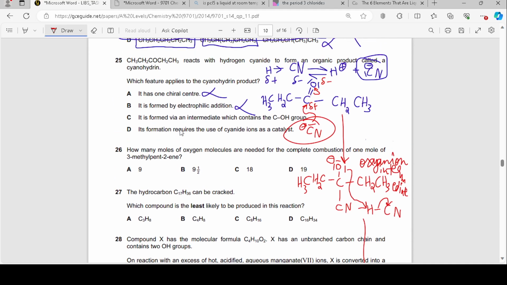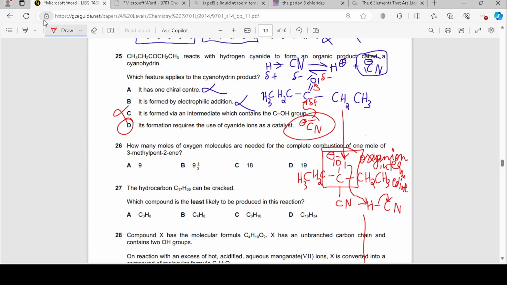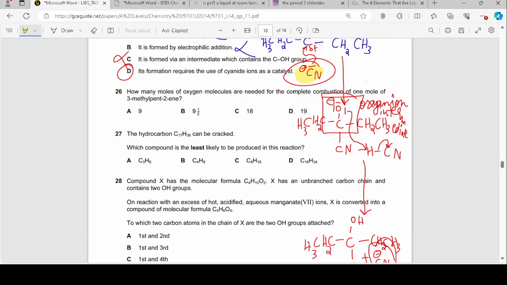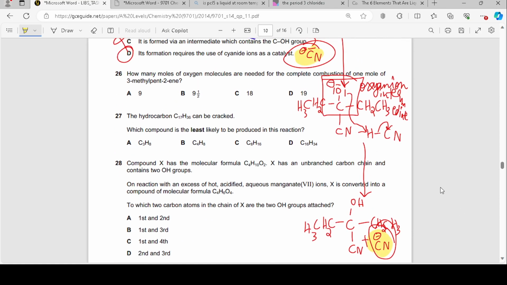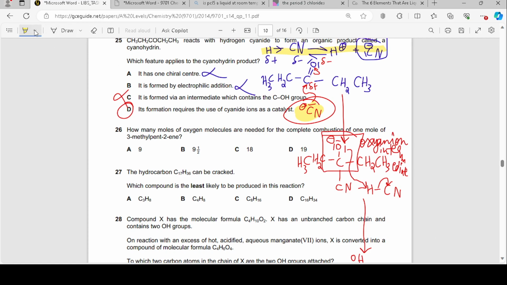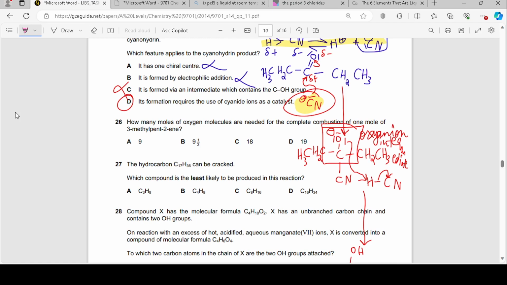Anyways, option B says it is formed via an intermediate which contains the COH group. That is wrong. The intermediate is the oxyanion, as I mentioned, it has the CO minus group. So C is also wrong. D, on the other hand, its formation requires the use of cyanide ions as a catalyst. As you can see, we used cyanide ions, which we gained from the HCN equilibrium, and we gained back cyanide ions as well. So it's very obvious that cyanide is acting as a catalyst because it's not used up in the reaction. At the end of the reaction, you still have cyanide. So D is the correct answer.